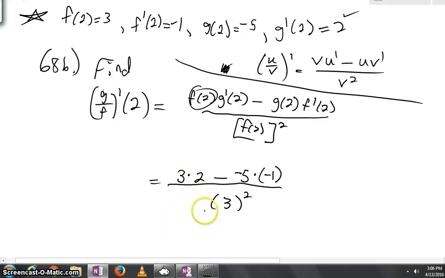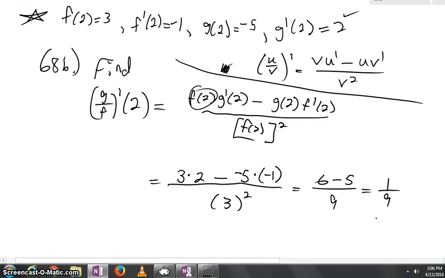3 times 2 is 6. 3 negatives make a negative, don't they? A negative and a negative and a negative, multiply to a negative. 5 times 1 is 5. Down below, 3 squared is 9. We are done. Look at that.